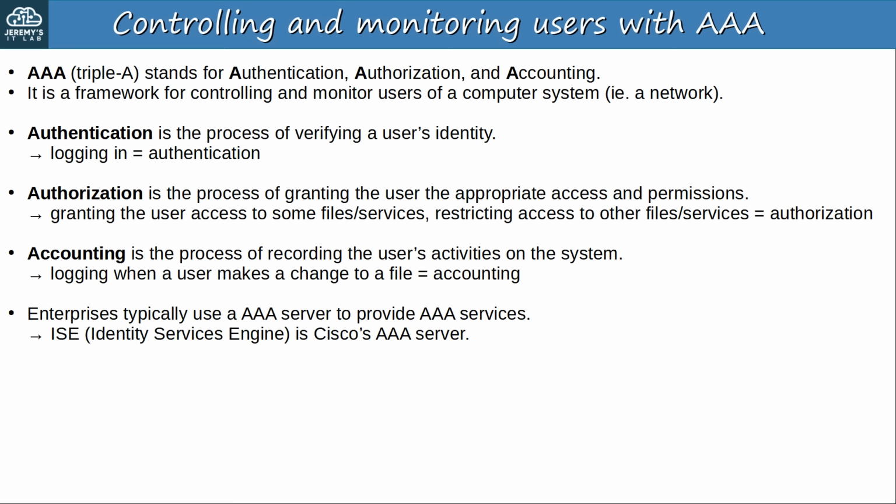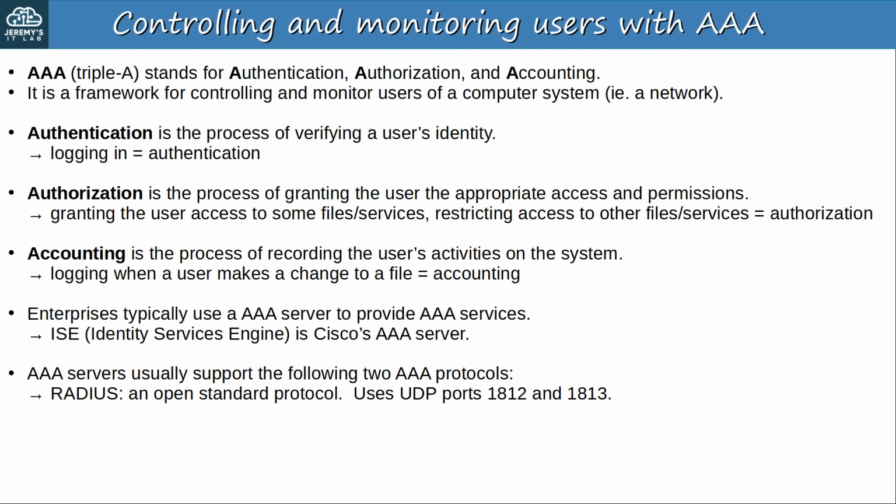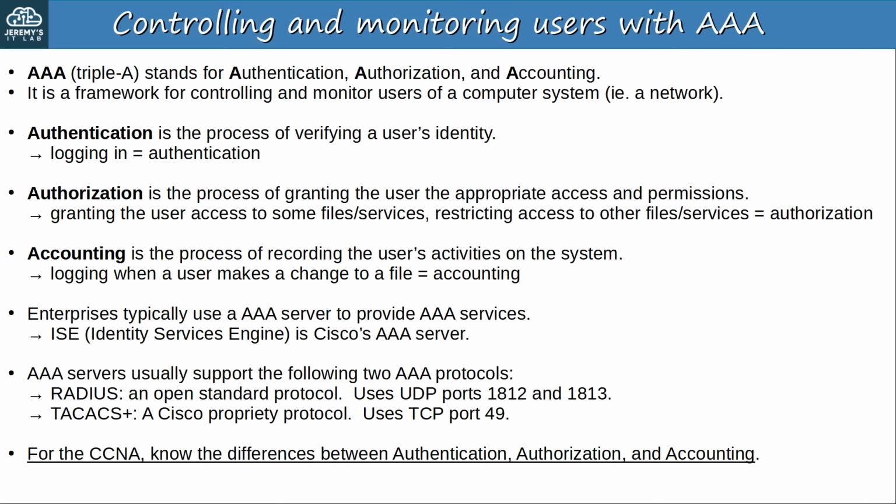ISE, Identity Services Engine, is Cisco's AAA server, for example. These AAA servers typically support the following two AAA protocols. RADIUS, which is an open standard protocol and uses UDP ports 1812 and 1813. And TACACS+, which is a Cisco proprietary protocol and uses TCP port 49. Just in case, I recommend remembering the names of these protocols and their ports, but for the CCNA, that's all you need to know about them. However, make sure you know the differences between authentication, authorization, and accounting. They are stated directly in the exam topics list.